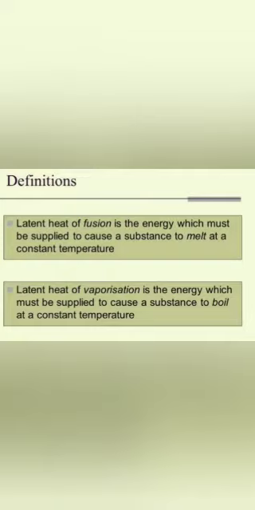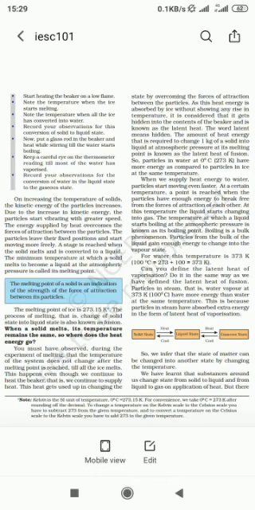It is the energy which must be supplied to cause a substance to boil at a constant temperature. So this is how a solid, by heating, is converted to the liquid state. The liquid state, on further heating, is converted to the gaseous state. Vice versa, the gaseous state on cooling is converted to liquid, and the liquid on further cooling is converted to the solid state. So we infer that the state of matter can be changed into another state by changing the temperature.